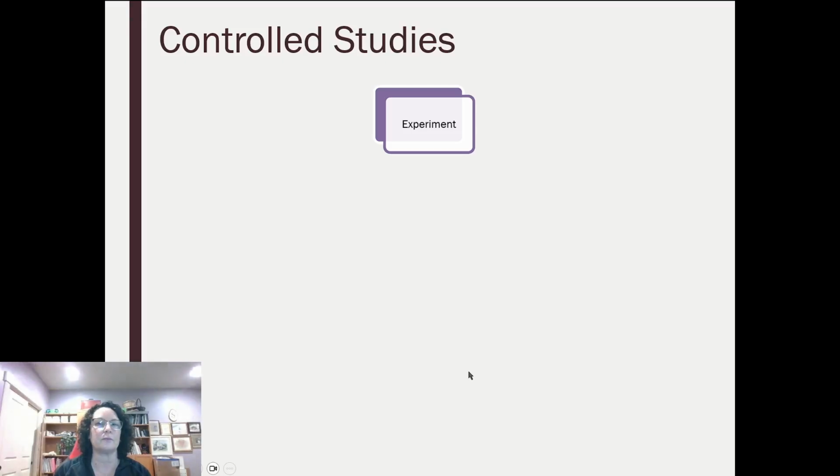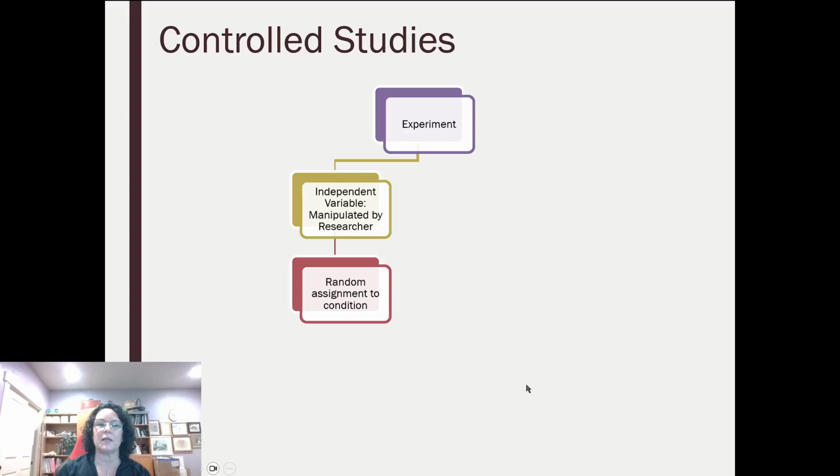But this is hopefully going to serve as a reminder for things that you might have learned in Intro to Psych or other places. So in an experiment, you have an independent variable. And the key thing in a controlled study is that the experimenter has control over that variable. It's going to be manipulated by the researcher. When we say that it's being manipulated, what we mean is the researcher is going to randomly assign some of the participants to one condition and some of the participants to another condition, at least 2 conditions. There's going to be at least 2 conditions in any experiment.